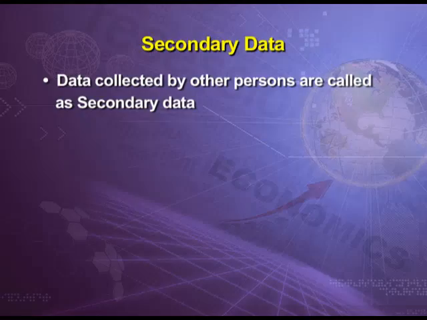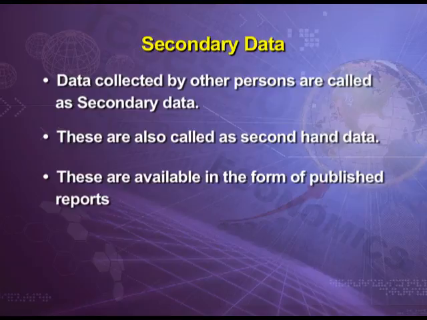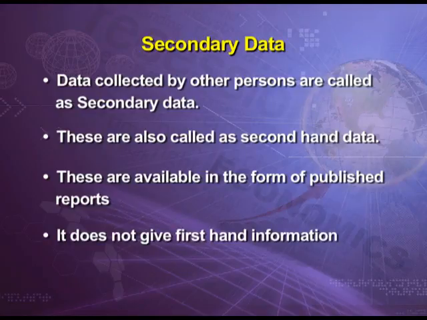Data collected by any other person is known by the name of secondary data, because it is not collected by the investigator; rather, it has been collected by another person. That's why it is also known as secondhand data. This is available in the form of published reports. It does not give us first-hand information, because the information has already been collected, printed and published by someone else, and we are just using it for our own study.